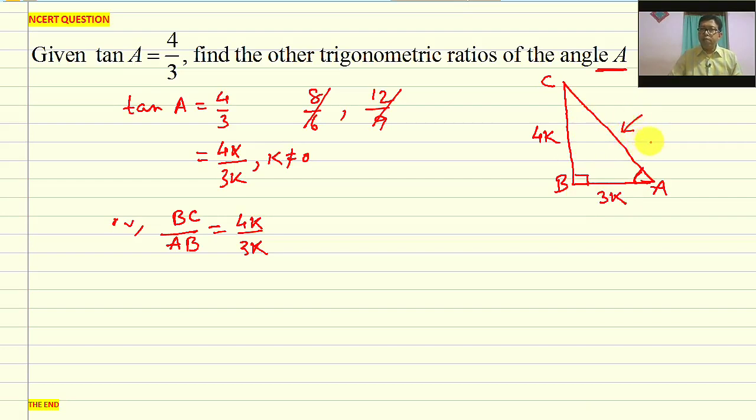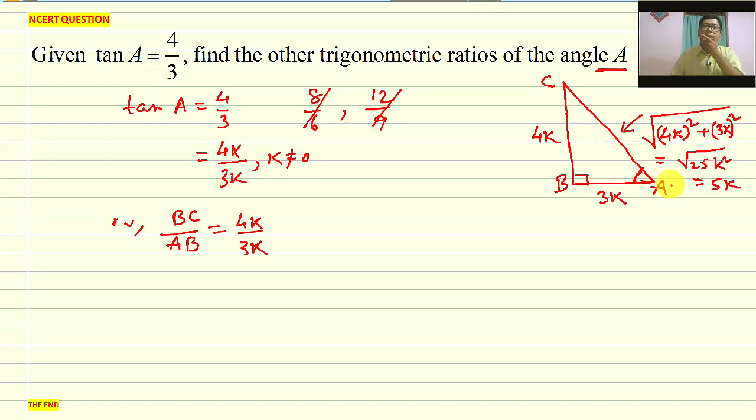What will be your hypotenuse? This is root over of (4k) whole square plus (3k) whole square. So this is root over of 16k square plus 9k square, which means root over 25k square. So this is 5k units. The hypotenuse is 5k units.